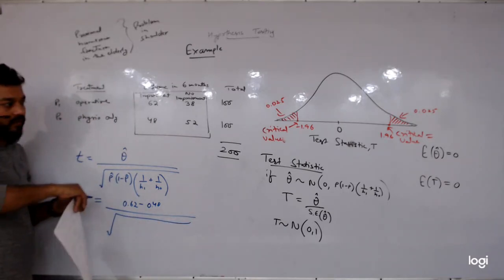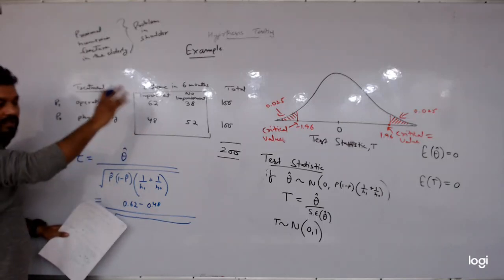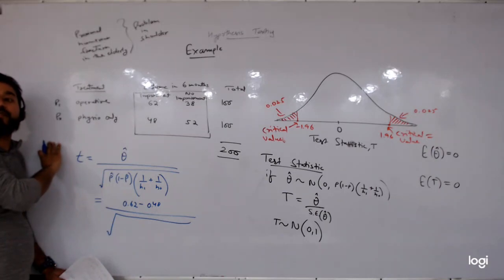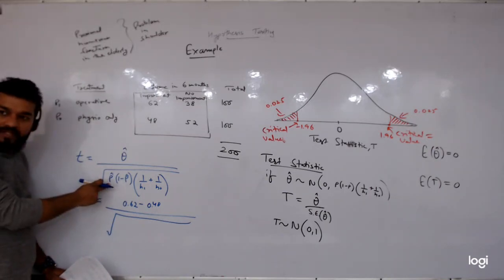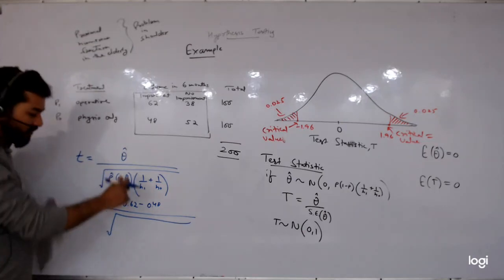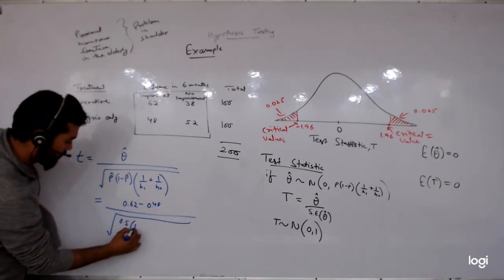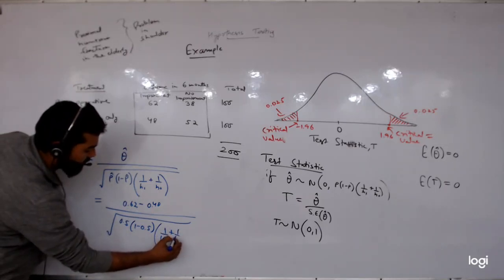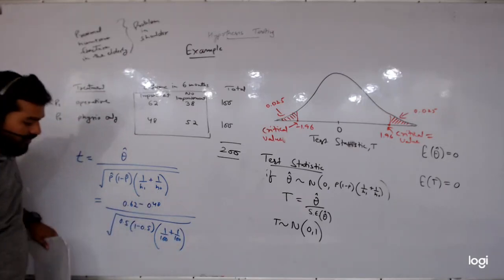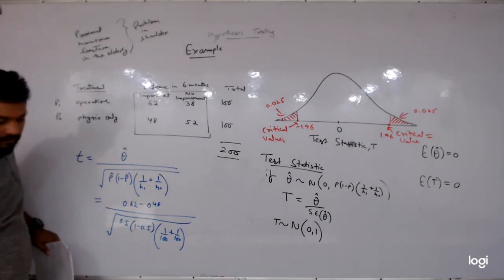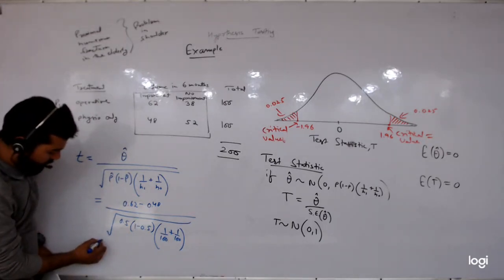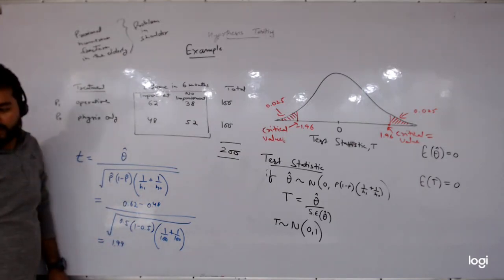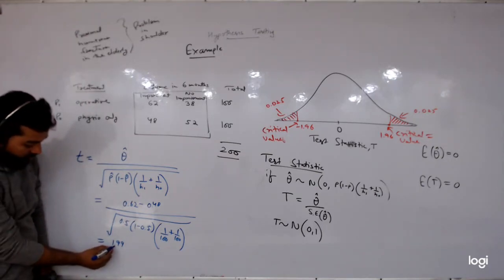Okay, now at all times the distributions are being drawn assuming that the null was true. If the null was true, we're going to put 0.5 and 0.5 over here. Then we have 1 over 100 plus 1 over 100, squared. This is going to give us the value 1.99.